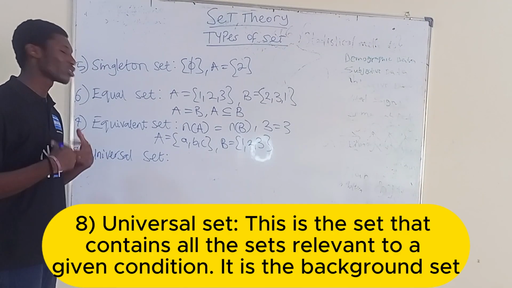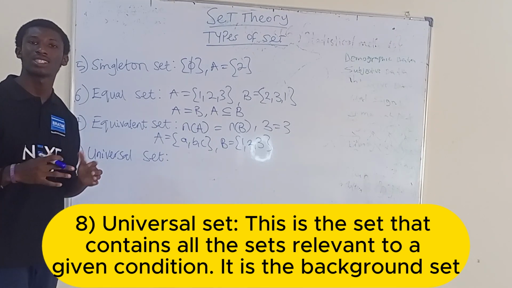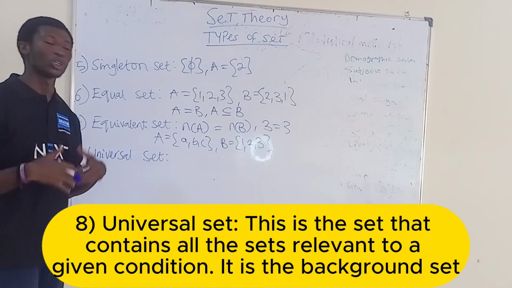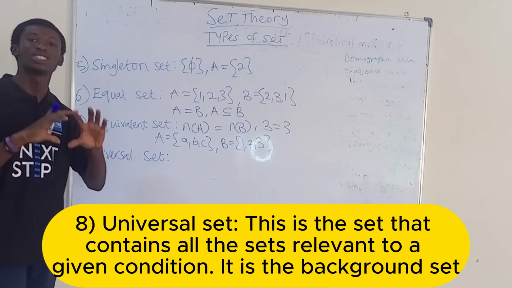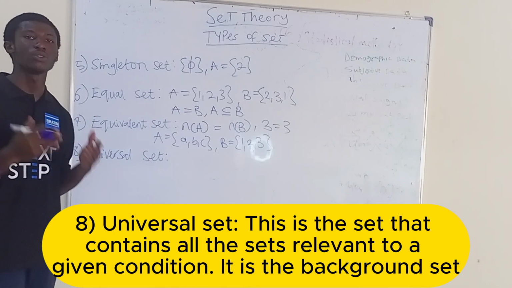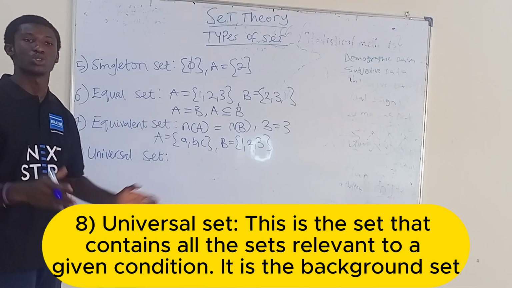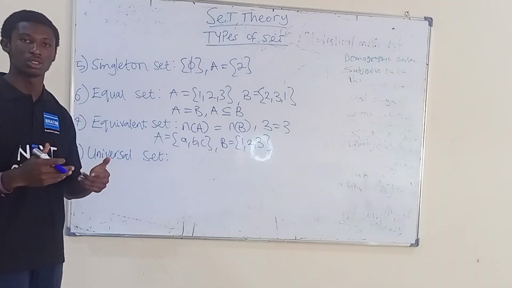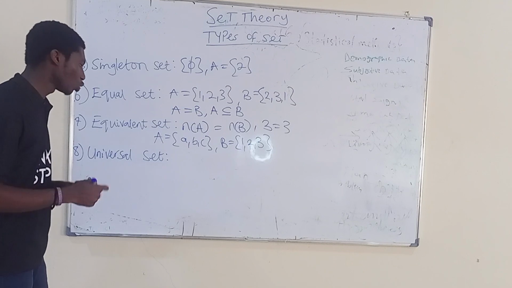Now, the universal set is regarded as a background set because it contains all the elements that are relevant to a given condition. I'll say it again, the universal set is regarded as a background set because it contains all the elements that are relevant to a given condition. So it is all your possible values for a given set. All the possible values for the sets you have been given, it is your universal set that contains every one of them. It is denoted by the symbol.